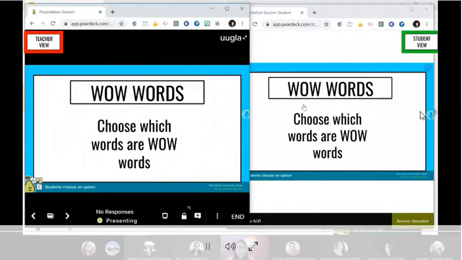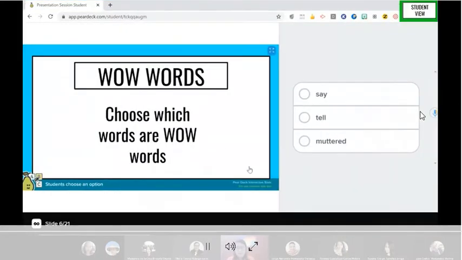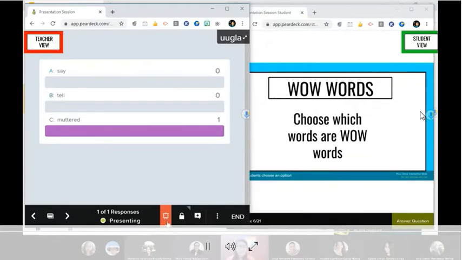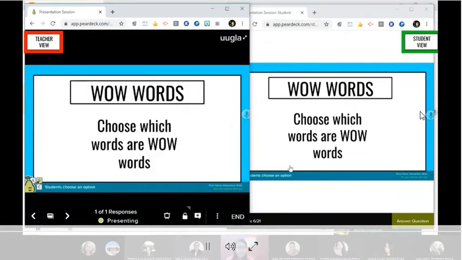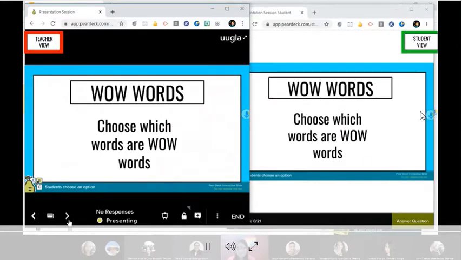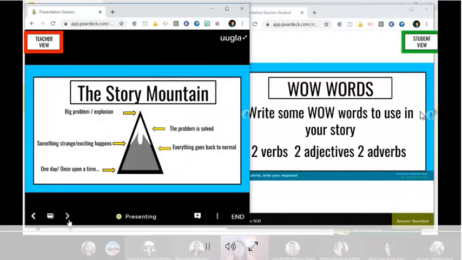Okay, let's keep going. Okay, so maybe there might be a multiple choice question. So choose which words are wow words. So we know that wow words are really interesting adjectives or verbs or adverbs. So it's going to be this one. Okay, and then again. So your teacher can now see your responses. You won't be able to see your teacher's slide. You're just going to be able to see your own slide. Okay, so we're going to keep going through, and they're going to ask some multiple choice questions.